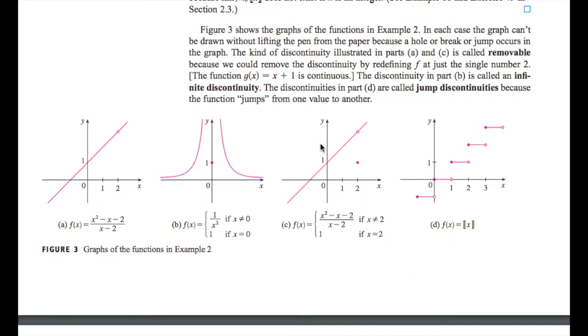There's special names for them. A and C are removable because open circle, removable, and it is called a jump here. And this is called infinite discontinuity. So 3 types of discontinuity: removable, infinite, and jump. Jump just means there's a gap. You jump to the next thing. It's not continuous. Removable, like you took away that closed circle, it became an open circle. Infinite, because both sides go to infinity.